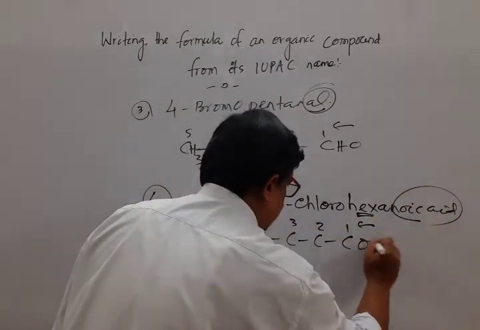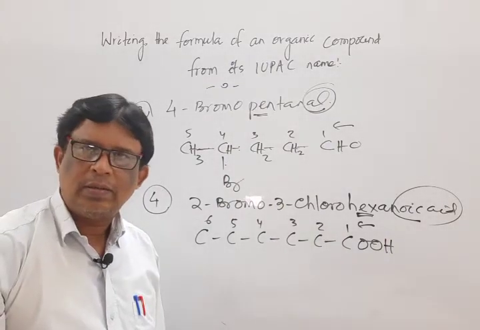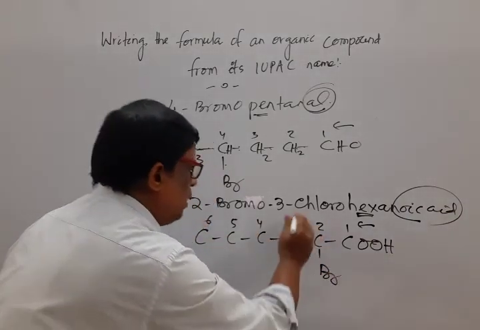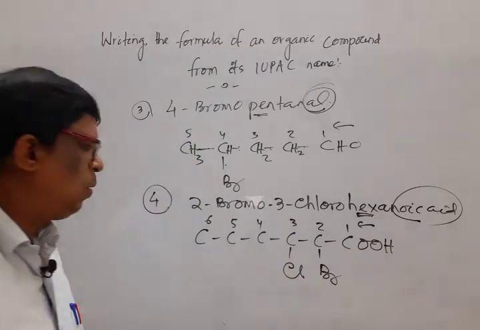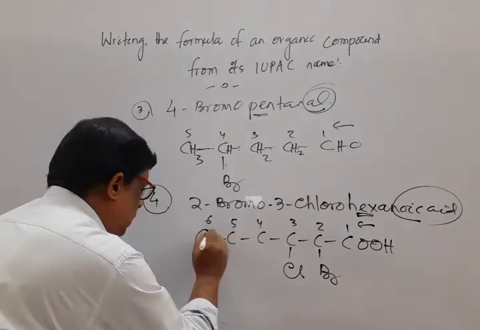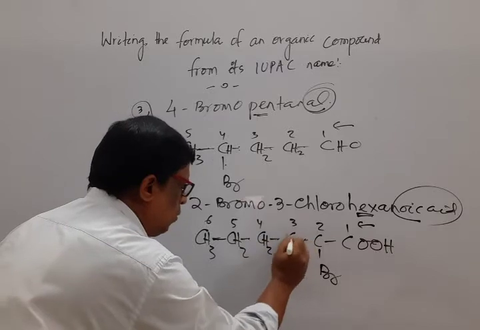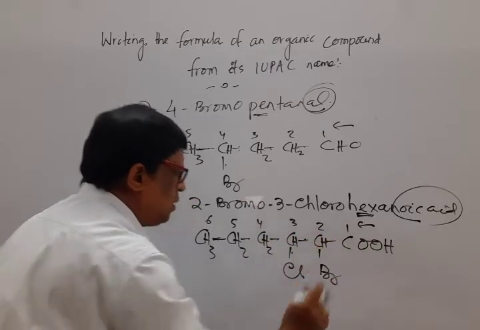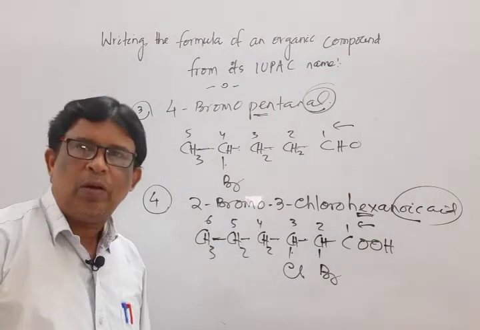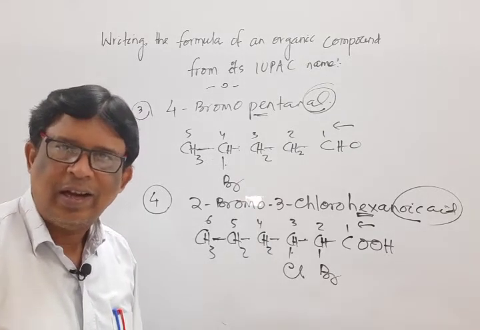Then functional group suffix oic acid means COOH. Next, substituent at 2 position bromo, then 3 position chloro, over. Then satisfy the tetracovalency. Here 1 bond means CH3, 2 bonds means 2 H, 1 hydrogen, and so on. It is the structure for 2-bromo-3-chlorohexanoic acid. Okay? Any doubt? No doubt.